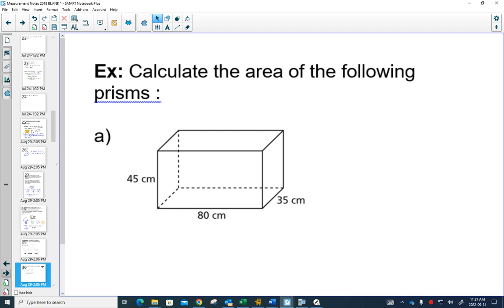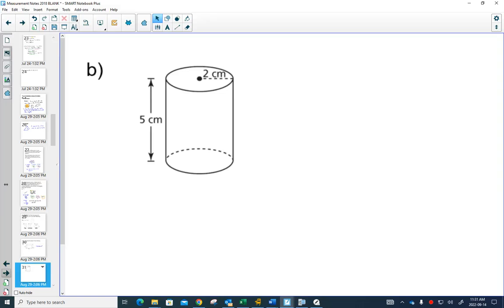Yeah, and you just forgot your units. Centimeters, I don't see the little squared. Yes, because it's area. Area is always squared. If you've got the answer for the first one, I think you are ready for the cylinder.